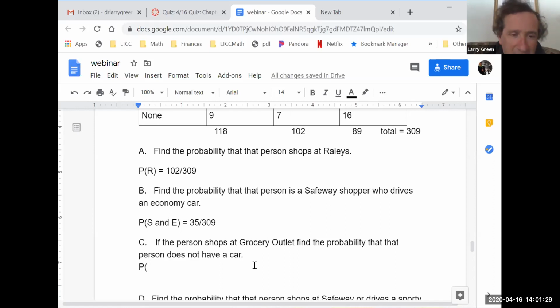So if the person shops at Grocery Outlet, find the probability that that person does not have a car. Let's see a couple people try. At least maybe everyone try, they'd be better. Okay, so you know it's a given problem. Let's see what we're given. What are we told about the person?